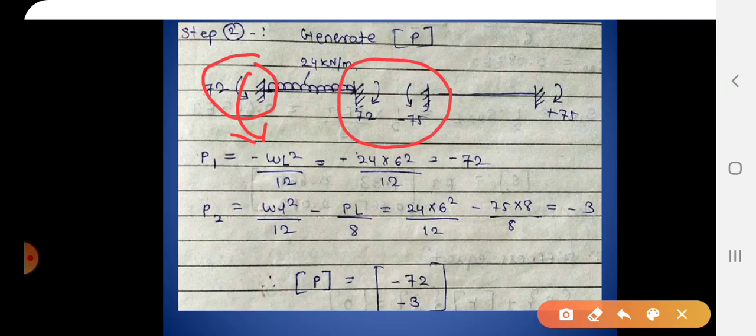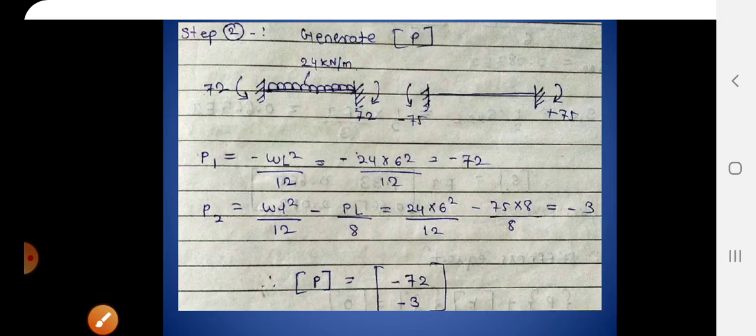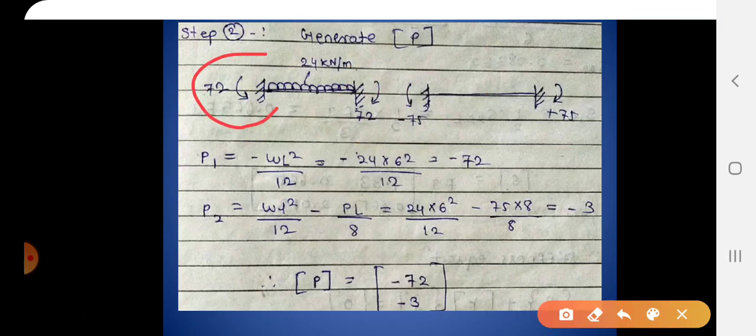Therefore theta B, and therefore the action required, or the force produced, is the total moment at B: clockwise due to this UDL, and anti-clockwise due to this central point load. Okay, so we will go one by one. First, P1 value is the moment at A, which is the fixed end moment due to UDL: minus WL square by 12, minus 72.